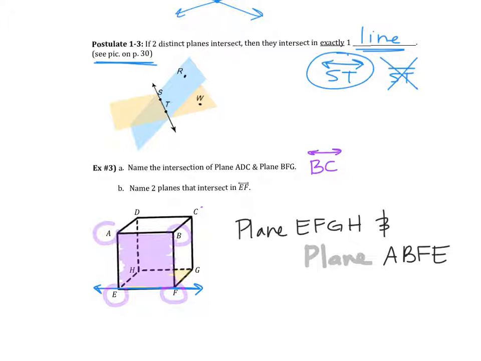Okay, any questions on that? Yeah, Carson asks: if it's saying name a plane, we don't put the line on top, we just put the word plane in front of it? Yes, when you're naming it. It's a great question. Any other questions?